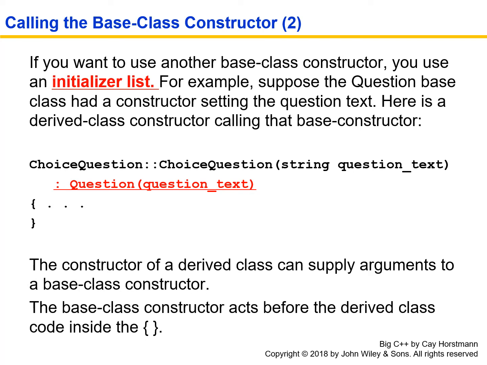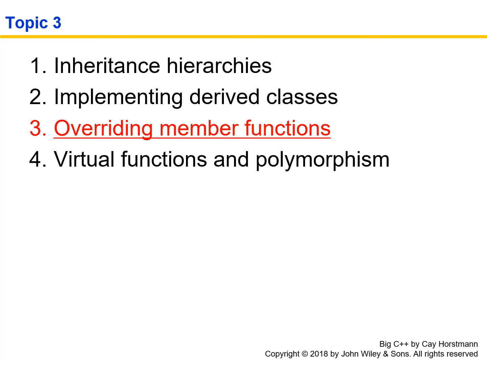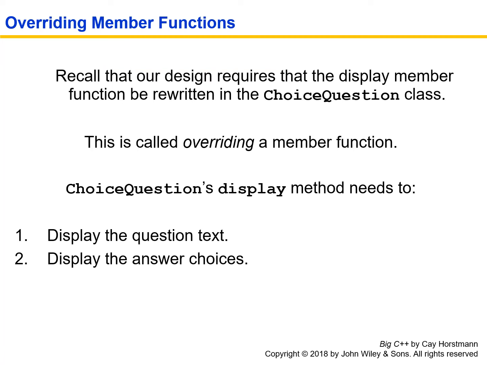One other note is that when you do this initializer list, the base class constructor gets called before any of the code inside the curly brackets. So if that matters to you, most of the time it doesn't matter, but it's worth knowing. Okay. Now we're going to override some member functions. This is where our code gets exciting.